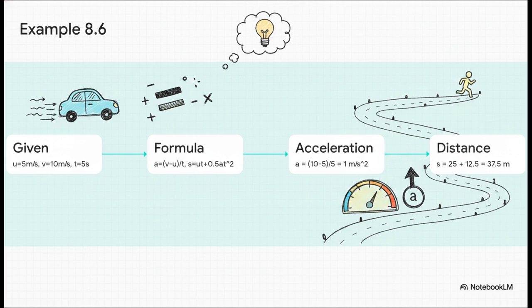Okay, now let's plug that right into our second formula. s equals ut plus half at squared. We get 5 times 5 plus half of 1 times 25. That gives us 25 plus 12.5, resulting in a final answer of 37.5 meters covered.